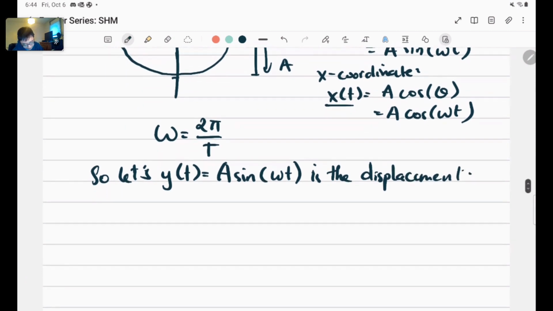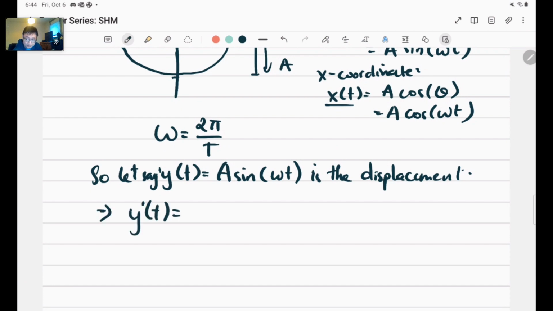Okay, so let's say y(t) is the displacement. If I want to find the velocity, all I can do is take the derivative, and that equals v_y(t). I'll just do the first order derivative for this one here, so you have cosine here.